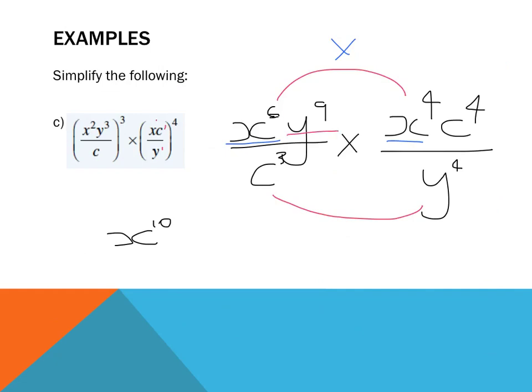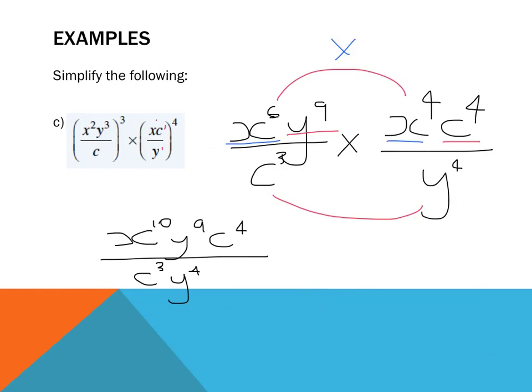Y to the power of 9 times c to the power of 4. Well, I can't do that, so that just becomes y9, c4. I leave that. C to the power of 3 times y to the power of 4. I can't combine any of those, so they just stay the same as well. So, all in all, x to the power of 10, y to the power of 9, c to the power of 4 divided by c to the power of 3, y to the power of 4.